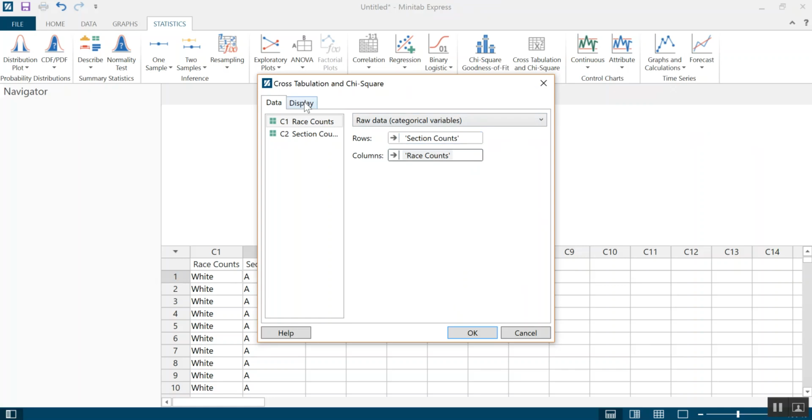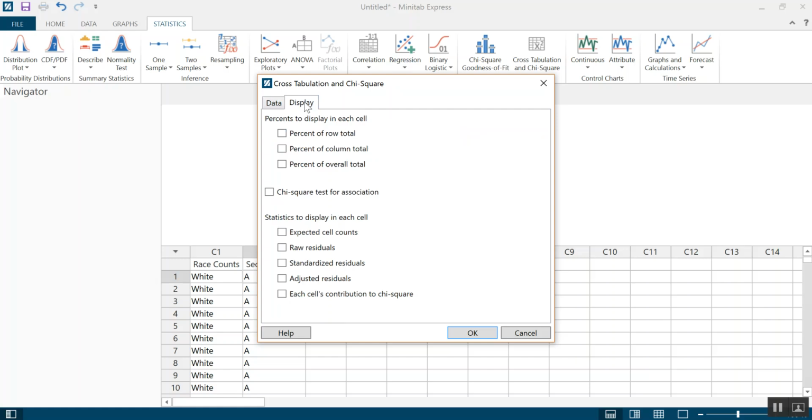So I'm going to now click on display. Display gives me all the options I need in order to perform a chi-square test. The first thing it's going to ask me is, do you want some percents? I don't really want percents, but I do want expected count cells because that's going to give me the expected values for each. And I also want to do the chi-square test for association because that'll complete the last couple parts where it's asking about p-values and chi-square values for the remaining steps for this question. Let's go ahead and hit OK.